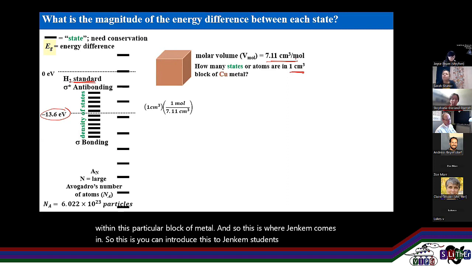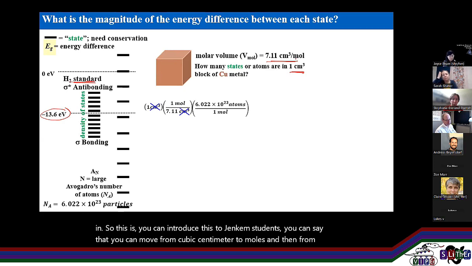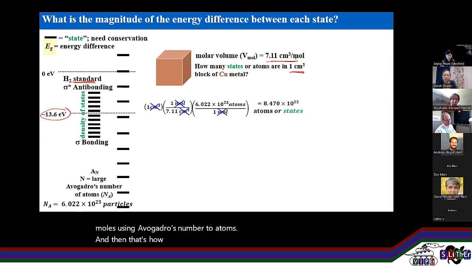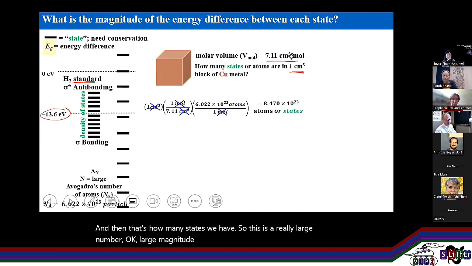You can say that you can move from cubic centimeter to moles, and then from moles using Avogadro's number to atoms. And that's how many states we have. So this is a really large number, okay? Large magnitude. That's how many states we have.